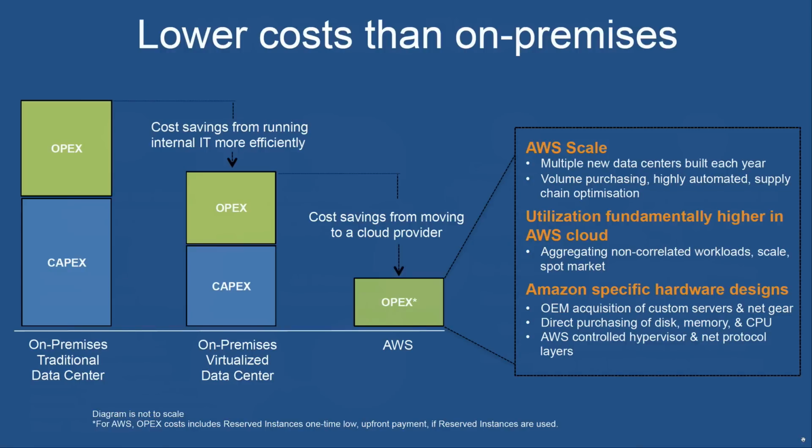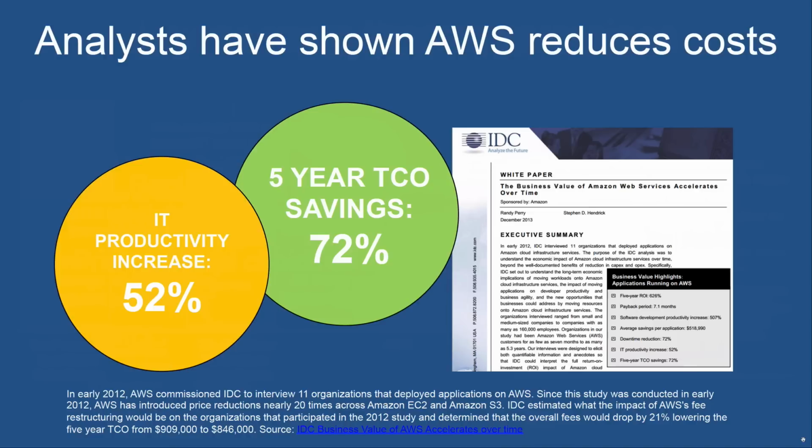So you combine those three things together, you'll typically find that AWS is significantly lower cost than either your on-premises data center or an on-premises virtualized data center. And it's not just an AWS viewpoint. This has been validated by quite a few external parties.